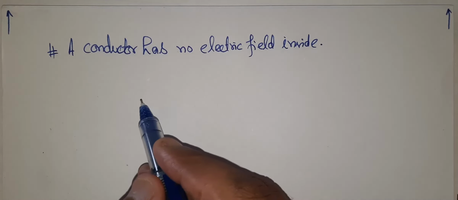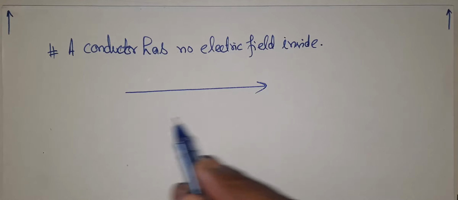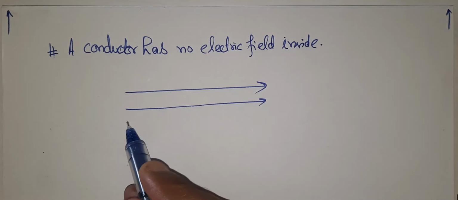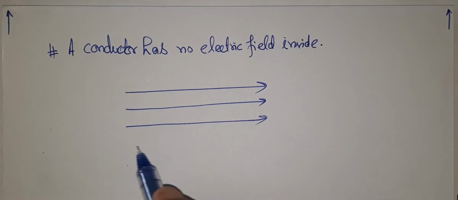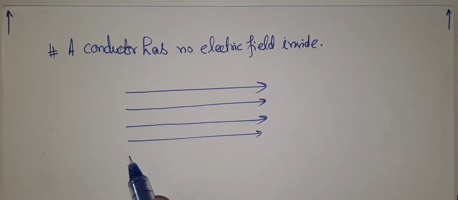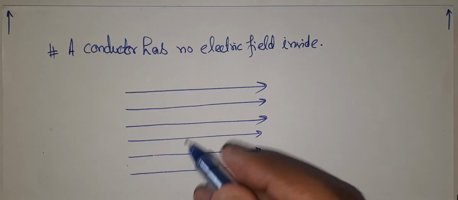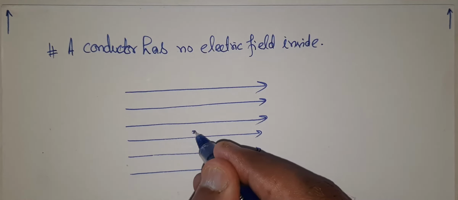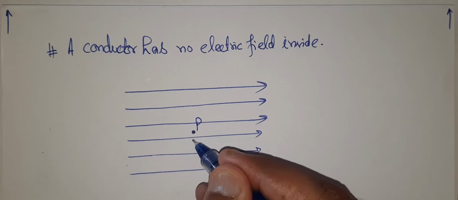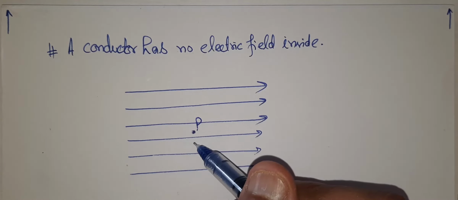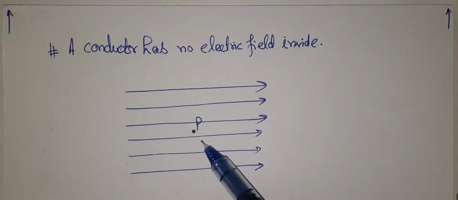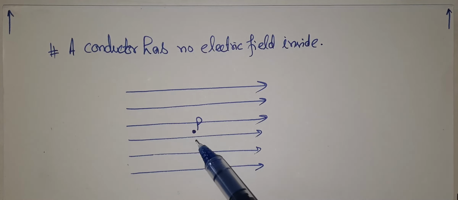Okay. Suppose we are having in this region electric field available. In this region, electric field is available. Above paper also, in this whole region. And I am given a task. Okay, this point P is to be shielded from electric field. To be shielded means electric field should not be able to influence this particular point.